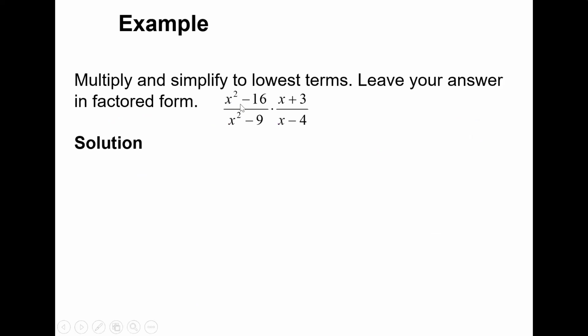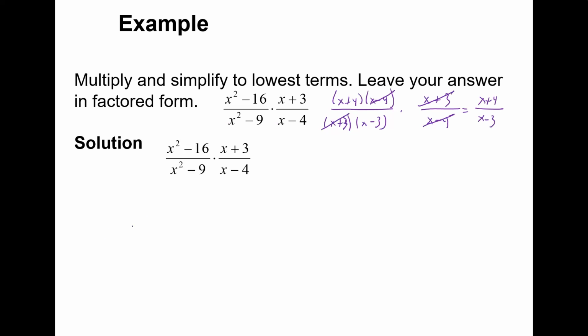All right, so this one, we're supposed to multiply and simplify to the lowest terms. Again, leave your answer in the factored form. All right, so now we have to think about what this is. Well, that's a difference of squares. So that's x plus 4, x minus 4 over, now this is going to be x plus 3, x minus 3, because that's a difference of squares again. And then we're multiplying by x plus 3 over x minus 4. So guess what? Well, x plus 3 cancels x plus 3. X minus 4 cancels x minus 4. We just get x plus 4 over x minus 3.